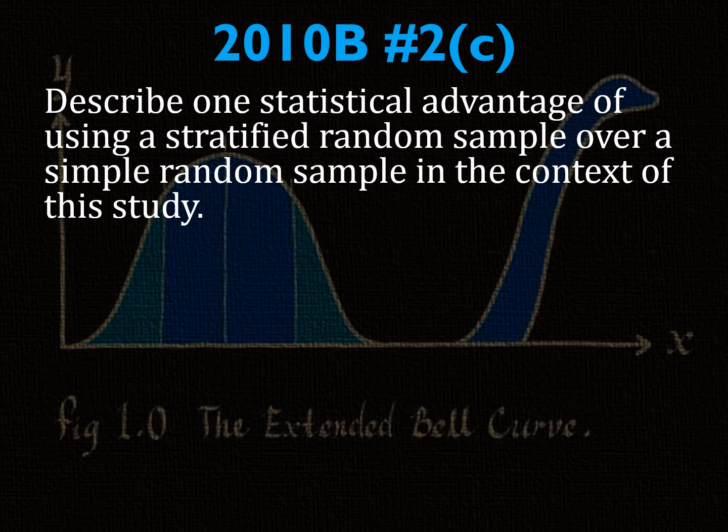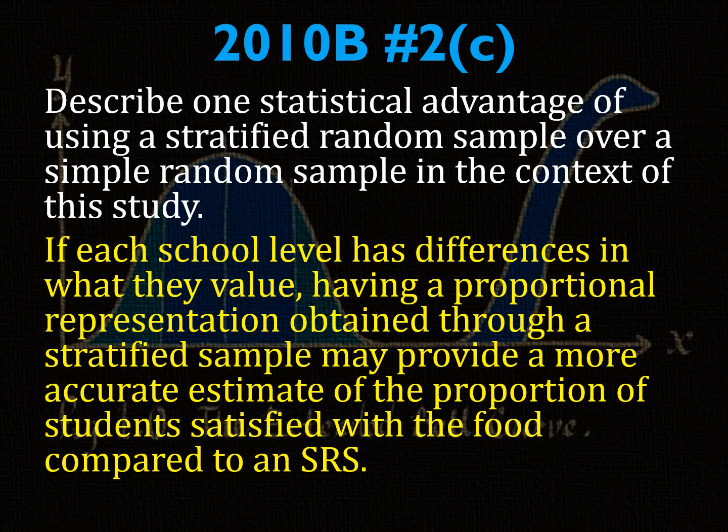Part C, describe one statistical advantage of using a stratified random sample over a simple random sample in the context of this study. So if each school level has differences in what they value, in terms of nutrition, having a proportional representation obtained through a stratified sample may provide a more accurate estimate of the proportion of students compared to a simple random sample. So when you can stratify on some variable that you know might actually affect the results, and you can do it, go ahead and stratify. So that's one big statistical advantage.